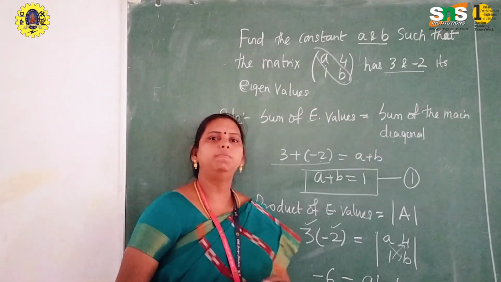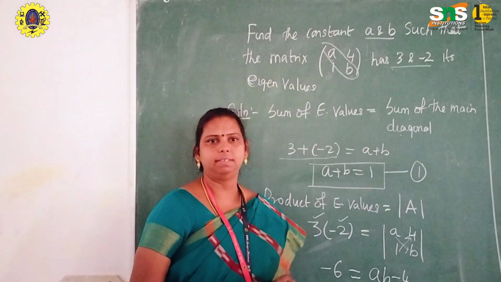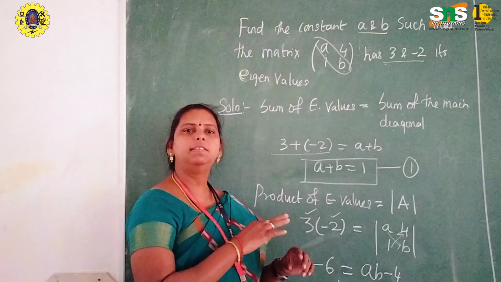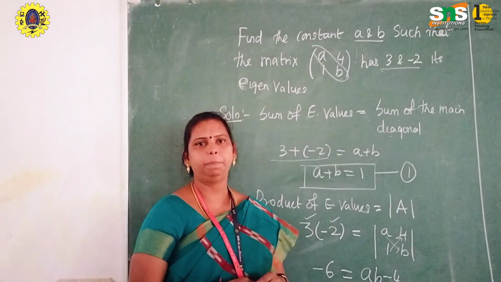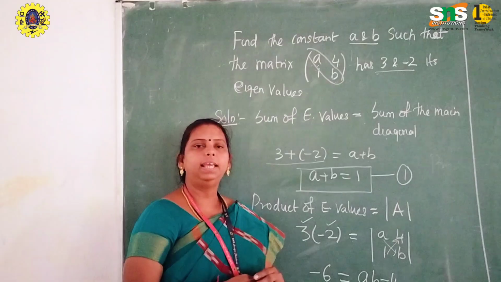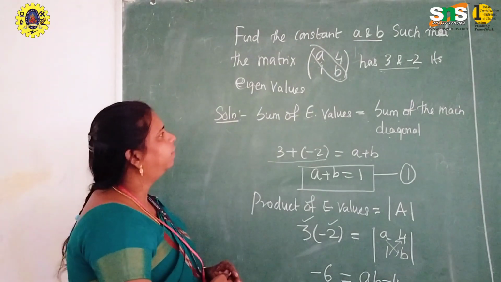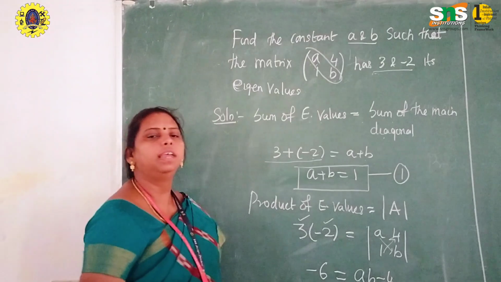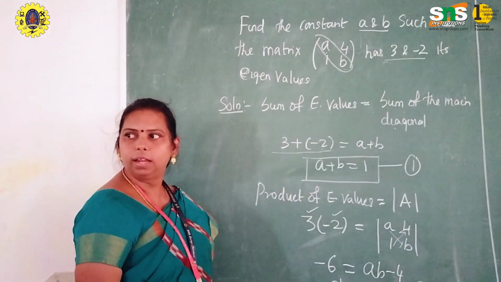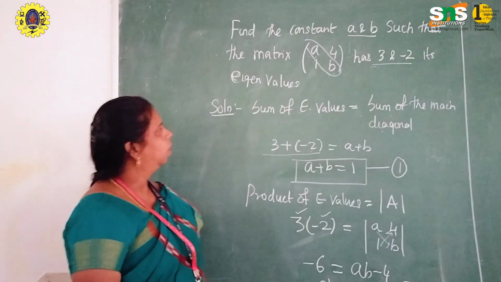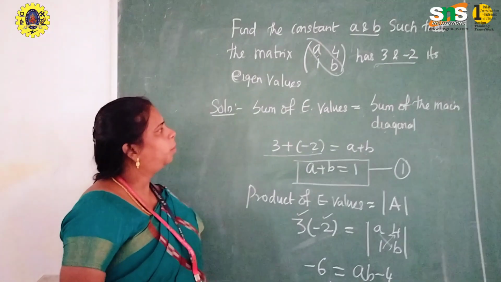In this problem statement, they have given the matrix [A, 4; 1, B]. It consists of two unknowns, A and B, and they are asking for the values of A and B. The hint given is that the eigenvalues are 3 and minus 2. Since the given matrix is of order 2 by 2, it has two eigenvalues, 3 and minus 2. So let us solve the problem.